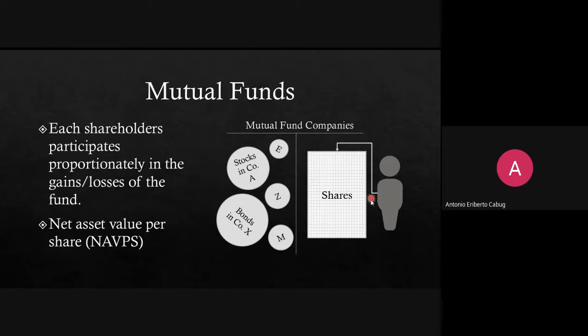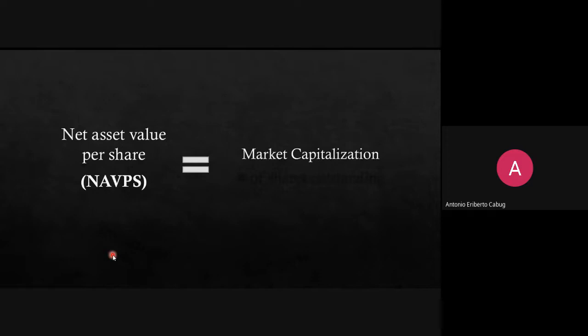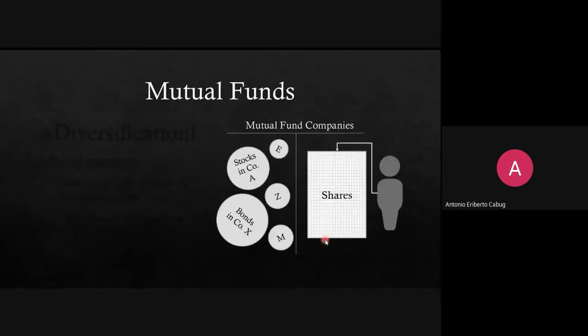So we use the word market capitalization to refer to the overall value of the equity. The shareholders' equity value, we call it market capitalization. So the value of one share can be arrived at, also known as the NAVPS, net asset value per share. Market capitalization, which is the value of equity, divided by the number of shares outstanding. Now, I use the word mutual fund to refer to both the investment and the company as well.